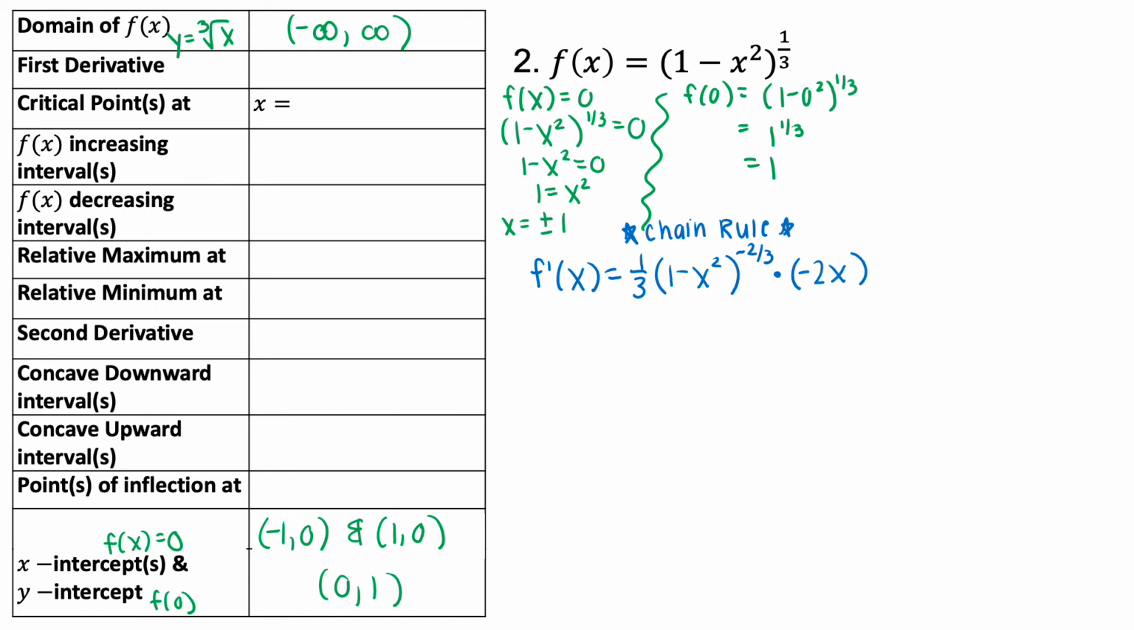So we can write our first derivative, f prime of x. Moving anything with a negative exponent to our denominator, we're left with negative 2x over, in our denominator, a 3 times (1 minus x squared) to the 2/3 power. And I'm just going to write that out here so we can all see it a little bit better.